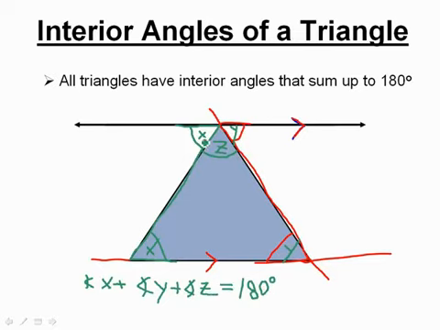So therefore, if x is in the triangle, y is in the triangle, and z is definitely in the triangle, then the sum of all the interior angles of a triangle has to be 180 degrees, just because we've shown that 180 degrees is a supplementary angle or a straight angle, and we've proven that all angles x, y, and z exist within the triangle, therefore it must sum to 180 degrees. Exactly. So moving on.